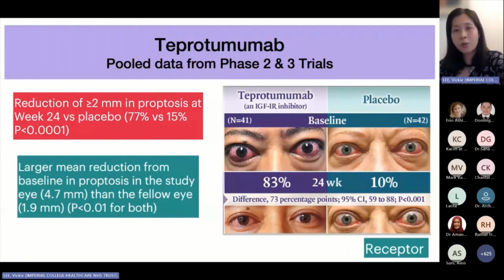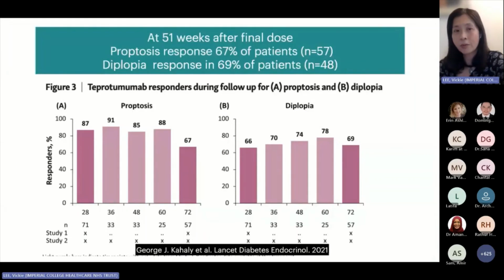So if you look at the pooled data from the phase 2 and the phase 3 trials, you can see that roughly about 2/3 of patients respond, and actually it seems to differentially target the worst affected eye. You can see very, very impressive looking results compared to placebo. And at 51 weeks, a year after the final dose, this response was maintained in roughly 2/3 of proptosis responders and slightly under 70% of double vision responders.